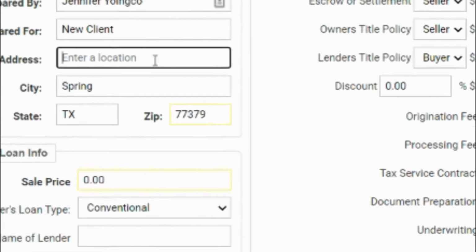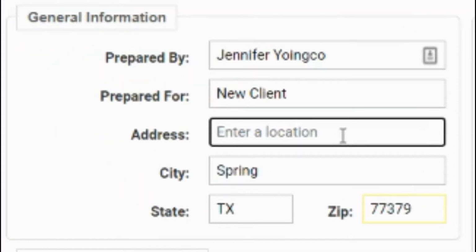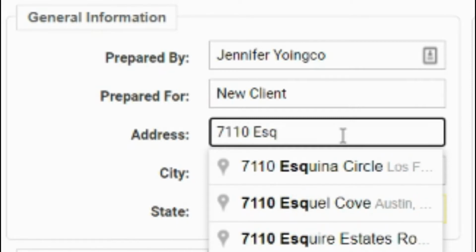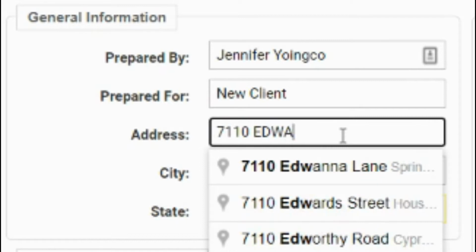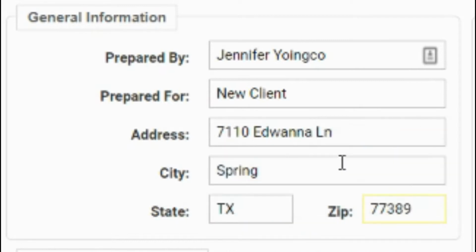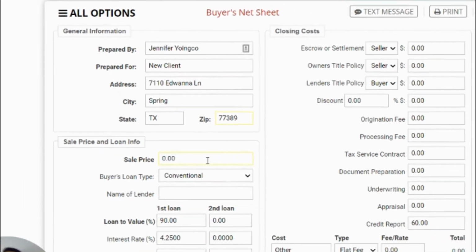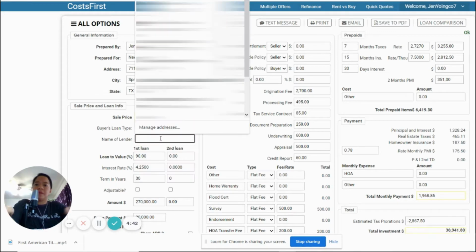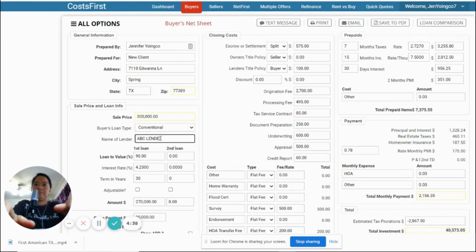Okay, in here, I would input a location. Let's put an address here. If you notice, when I inputted the address, it automatically populated the figures. Let's say we plan to offer 300,000 for this property, so a sales price of 300,000. And let's say you have a conventional loan. Let's say we have ABC lender.